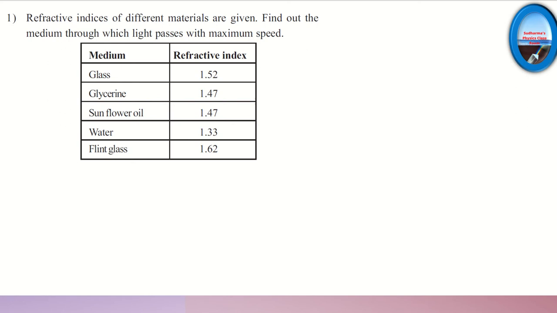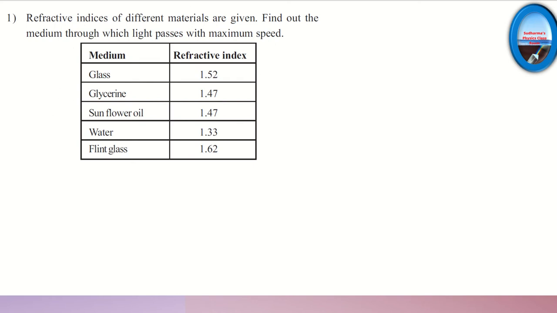Then atmospheric refraction, that means the twinkling of stars and all those things, are not there. But all the other things, including the ray diagrams and the image characteristics of the lens, are included in the syllabus. Okay, so now let's start with the questions.